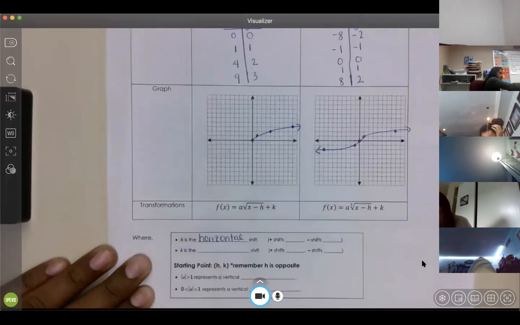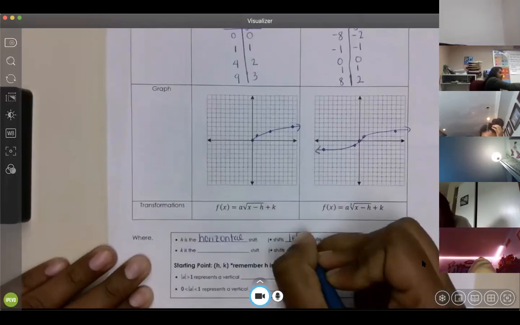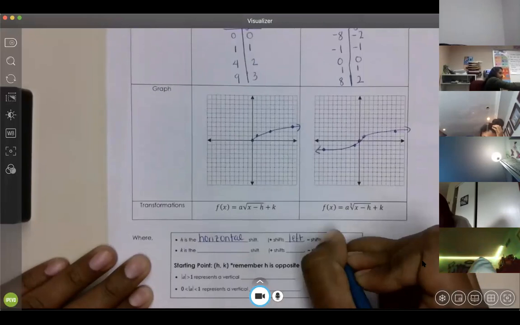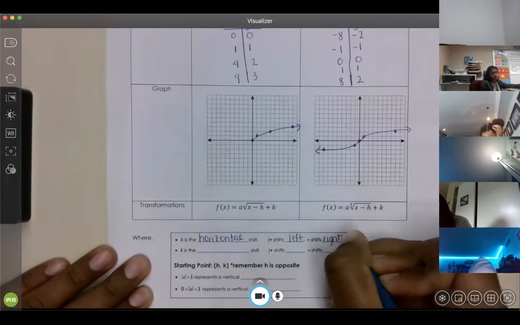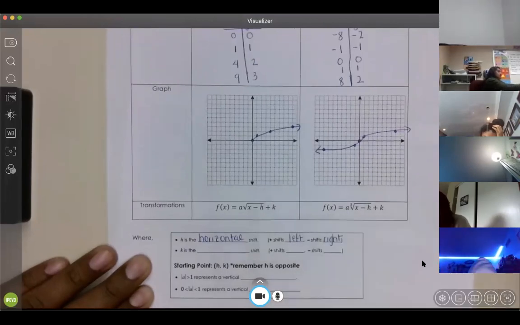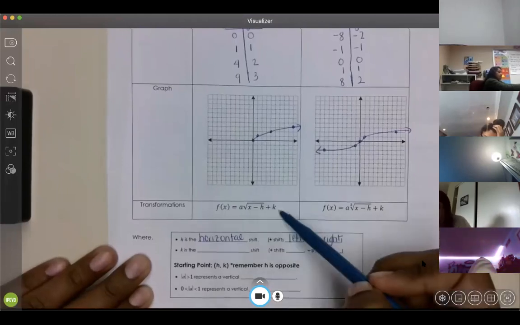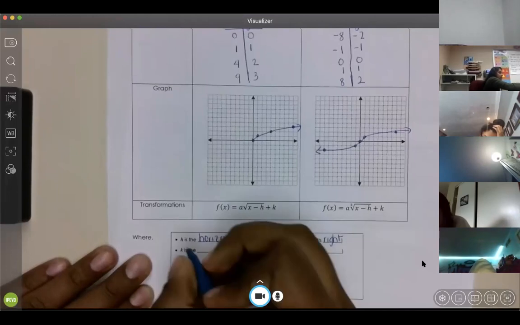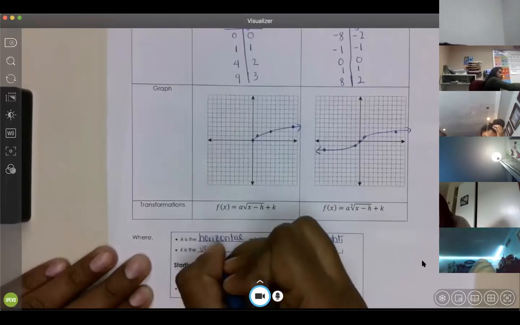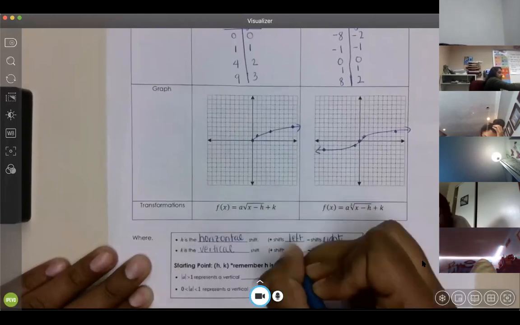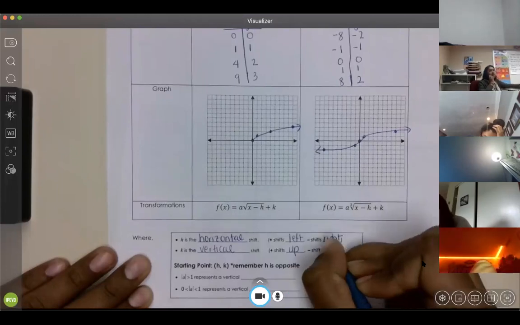If it's a plus, it shifts it to the left. If it's a minus, it shifts it to the right. The k is the number outside of the radical, so behind the radical, and it's the vertical shift like Sandra said. So if it's a plus, it shifts it up. If it's a minus, it shifts it down.